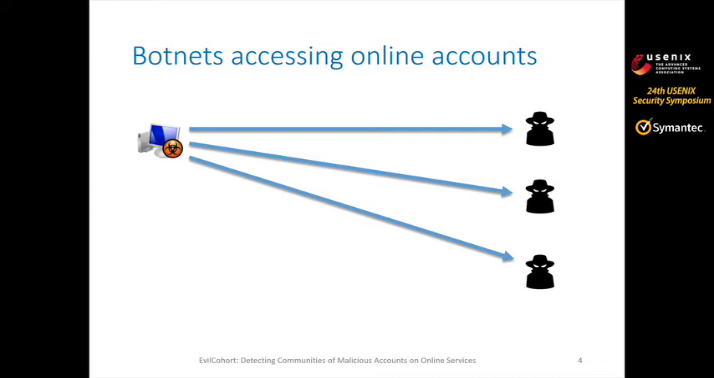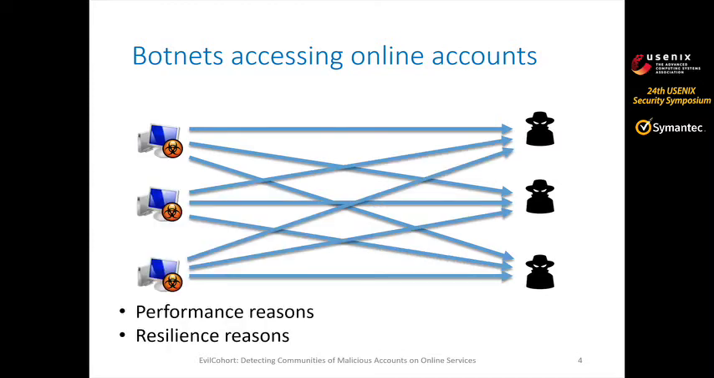Now, for both performance and resiliency reasons, cybercriminals do not have a single infected computer accessing a single account, but they have actually a variety of them accessing a number of accounts. And the reason for this is that, well, the performance reason is that infected computers are not that reliable. And so the owner of these computers might shut them down. And if you have a single bot accessing a single account, and suddenly the computer controlling it is not there anymore, you have, as a cybercriminal, an account that is useless. Or also, these computers might be cleaned up by antivirus software and so on.